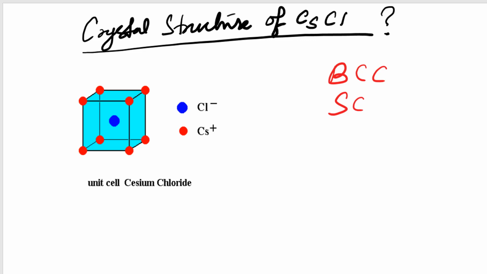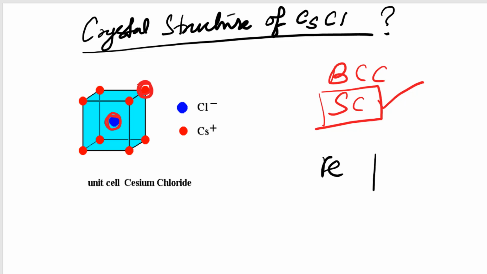Here, the crystal structure of cesium chloride is simple cubic. Now why? We find here the unit cell of cesium chloride. You can see the chlorine atom is at the body center, right? And the cesium atom is at the corners. So since two different types of atoms are occupying the atom positions which are occupied in a BCC material, like iron.